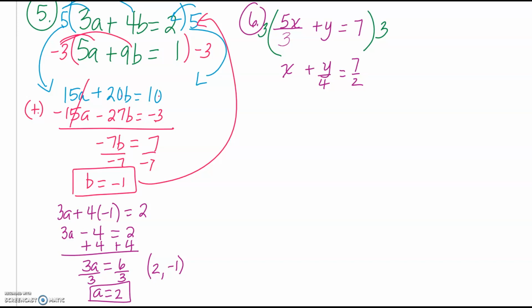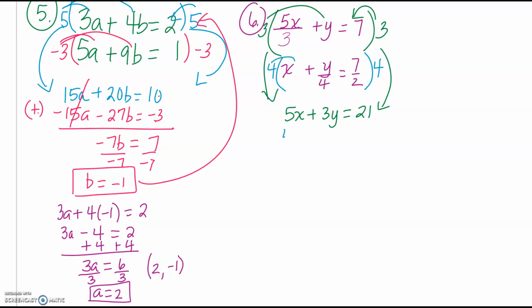Okay? When I multiply the 3 to the 5/3 x, the 3's are going to cancel. I'm going to end up with 5x. When I multiply the 3 to the y, I get 3y, and 3 times 7 is 21. That's my new equation. Okay. The second one, the y has a denominator of 4, and the constant, what it equals, 7/2, has a denominator 2. So it looks like the LCD is 4 for this. I'm going to share it to the x. I get 4x. I'm going to share it to the y, and that gives me just 1y.